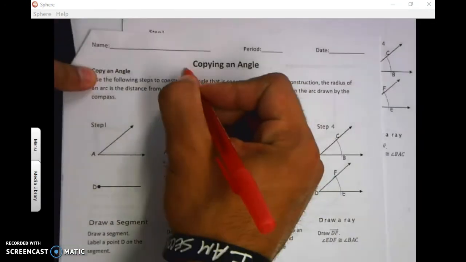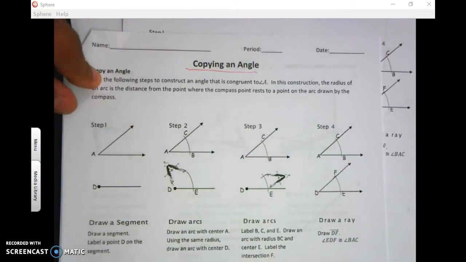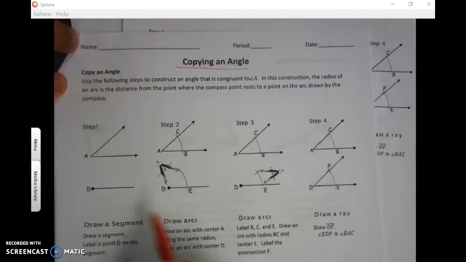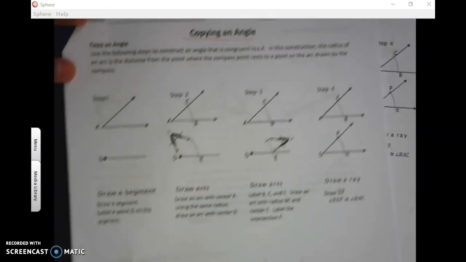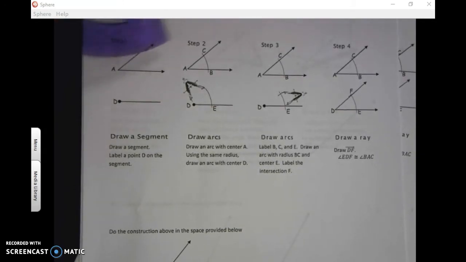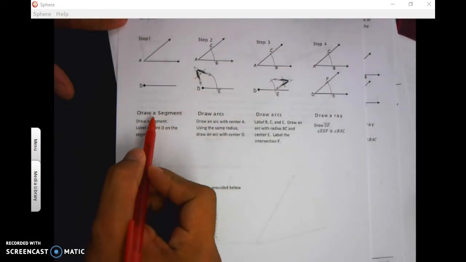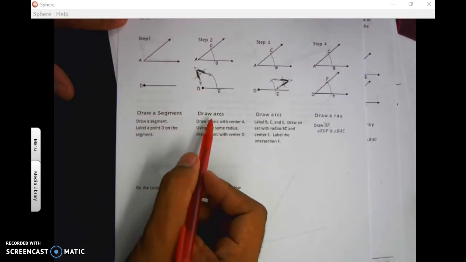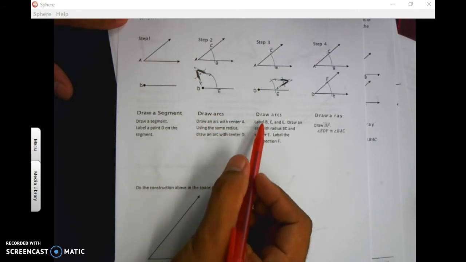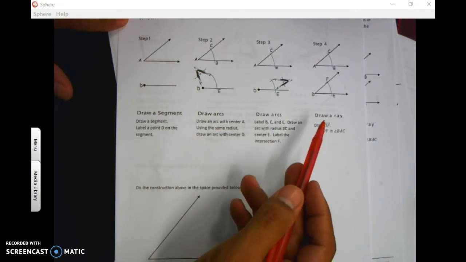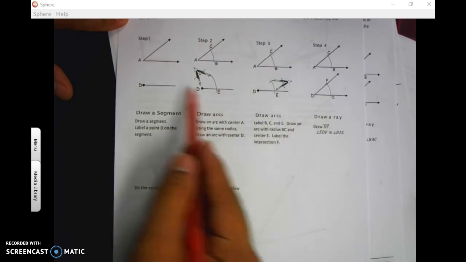Okay, the third one we're doing today is called copying an angle. Guess what we're going to do? Copy an angle. All right, so we are going to copy the one at the very bottom, down here. But I want us to look at the steps. Step 1, draw a segment. Step 2, draw arcs. Step 3, draw more arcs. And then step 4, draw a ray. Let me break this down.